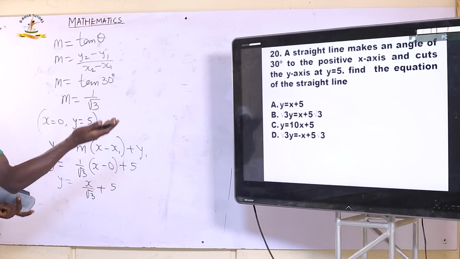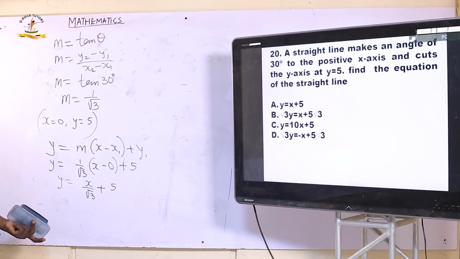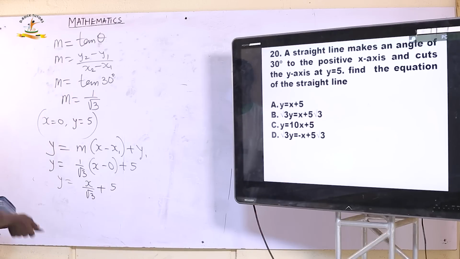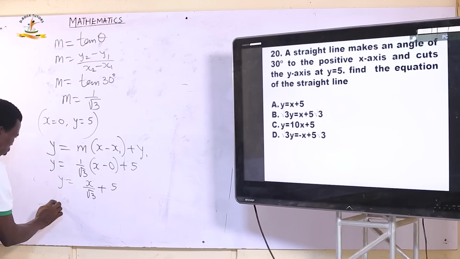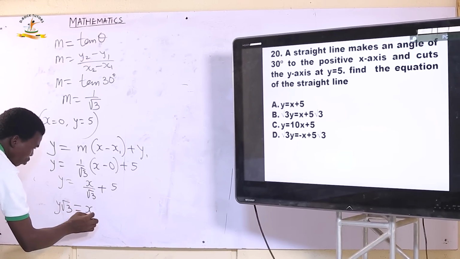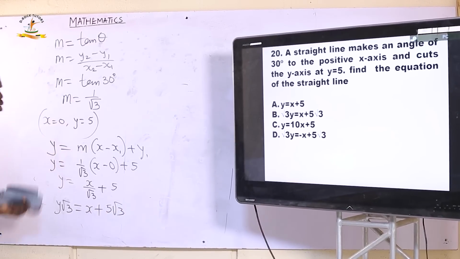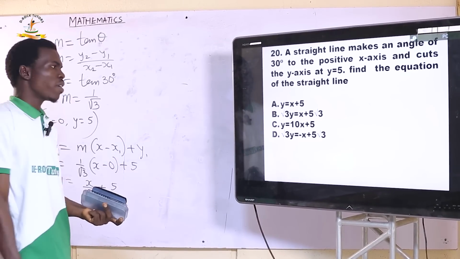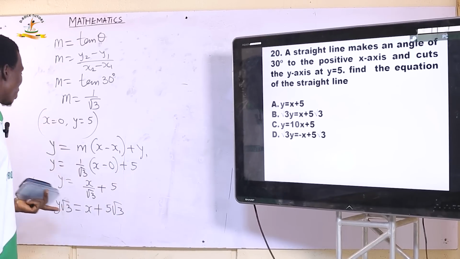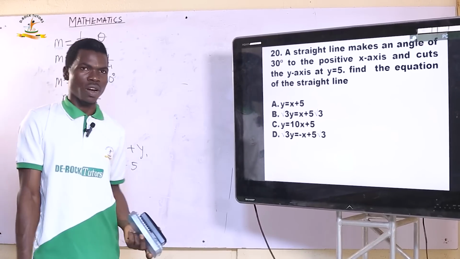This is it. But with all the forms we are seeing here, none looks the same as this. So what do you do? You linearize it. You multiply everything by root 3. And let's see how it works. So this is going to be y root 3 equals, root 3 is going to cancel this root 3, x plus 5 root 3. And we go back again and see that we have y root 3, or you say root 3 y equals x plus 5 root 3. So the correct option here is B. Option B is the correct option for 20.